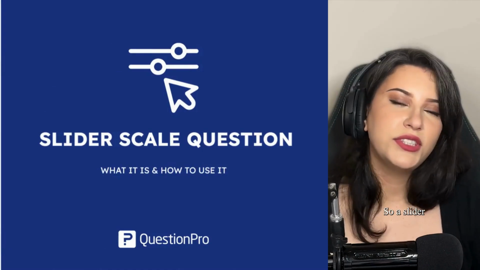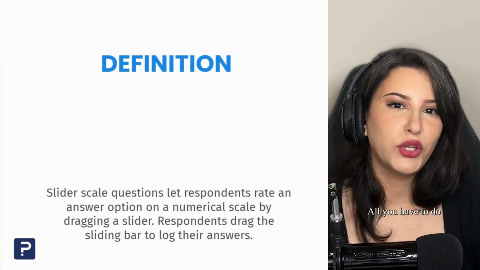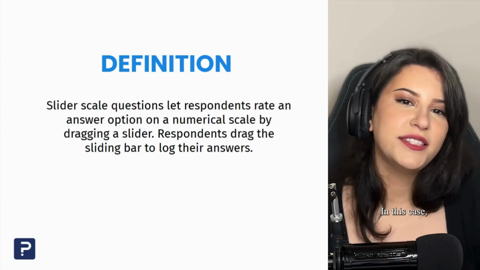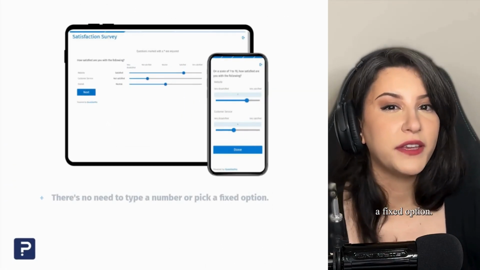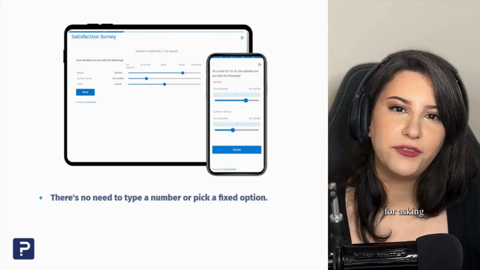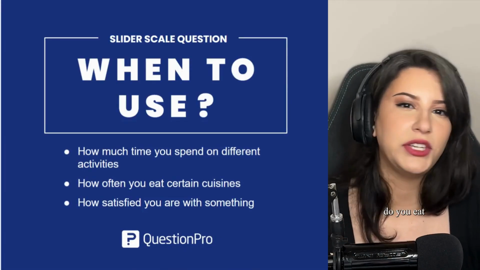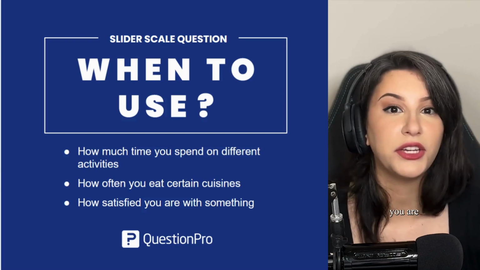Let's dive in. So a slider question is actually pretty easy to use. All you have to do is drag a slider across a scale to pick your answer. In this case, there's no need to type a number or pick a fixed option. So slider questions are great for asking things like how much time you spend on different activities, how often you eat certain cuisines, and how satisfied you are with something.